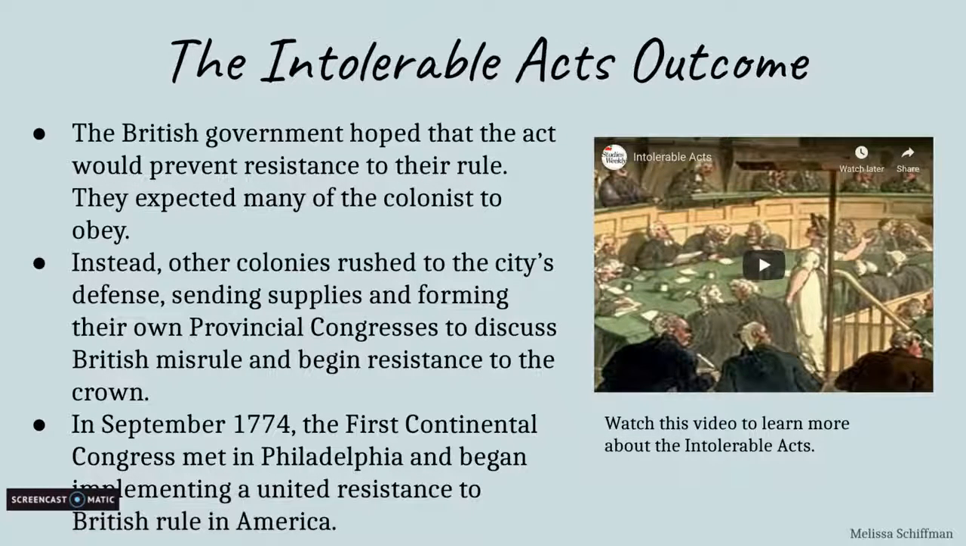The British government assumed that the colonists would obey their rules. However, this did not happen. These new laws unified the colonists, and the colonists began to put together the events that led up to the American Revolution. Here is a video that we can check out later that gives us more information about the Intolerable Acts.